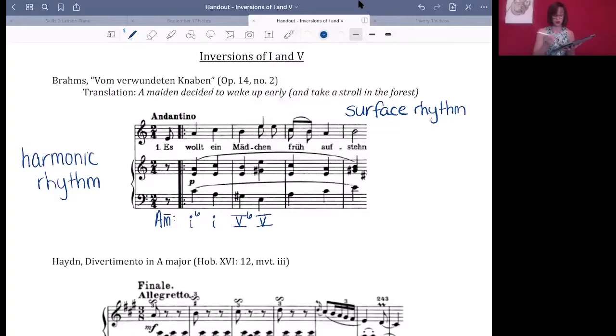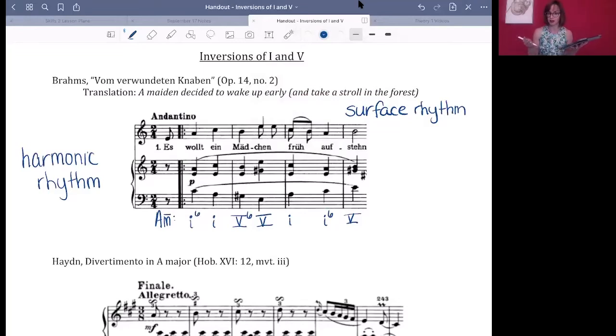And then after our 5 chord, we go back to, this time, a root position tonic to 1-6 and then 5. And that gives us this nice rising bass line to contrast the descent in the beginning.